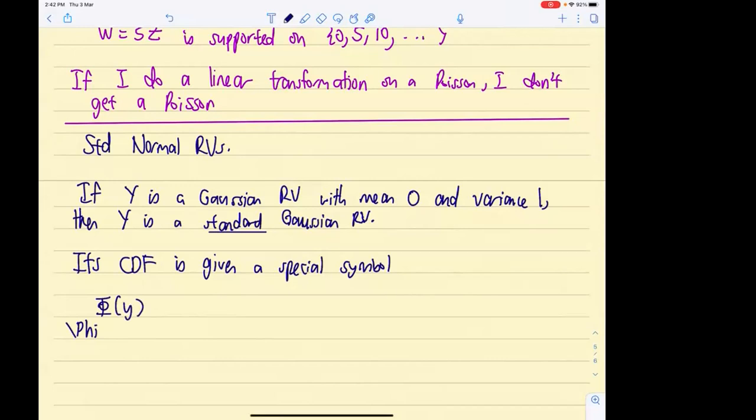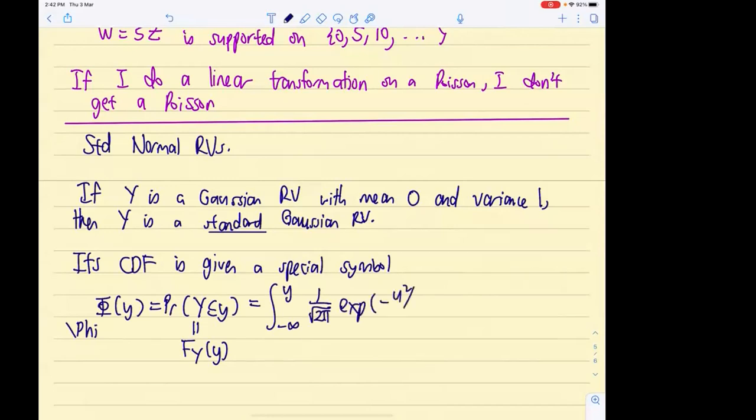So phi of y is equal to the probability of Y less than y. This is the CDF of a standard Gaussian. Basically you integrate from minus infinity to y of 1 over square root 2 pi, since sigma is 1, e to the minus u squared over 2 du. That is the CDF of a Gaussian. Okay, that's very good.